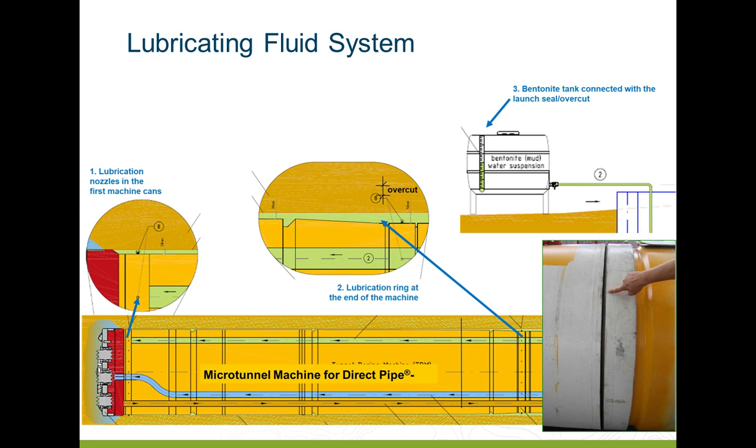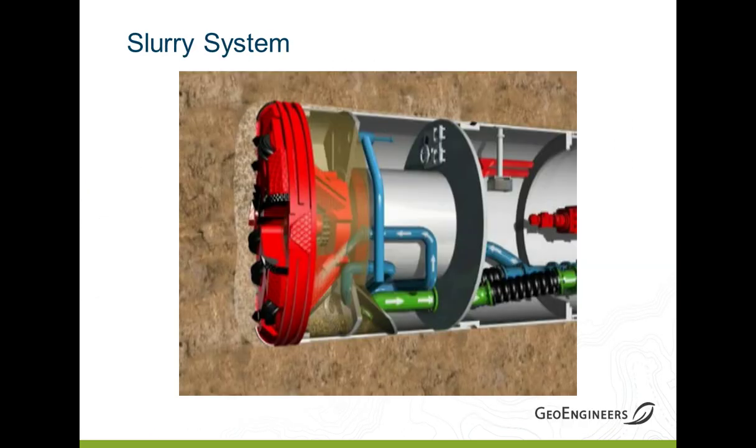So we mentioned the lubricating fluid system. It's one of two fluid systems for direct pipe, and we mentioned that it's introduced at the launch seal. It's also introduced through joints in the microtunnel boring machine through lubrication seals. So you get it introduced two places, behind the cutting wheel in the annular space. So the cutting wheel will cut 2 to 10 or more inches beyond what the pipe jacking radius is, and then you get this lubrication fluid introduced to fill that annular space.